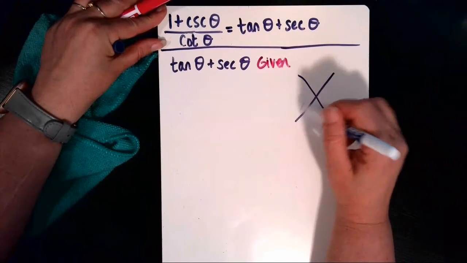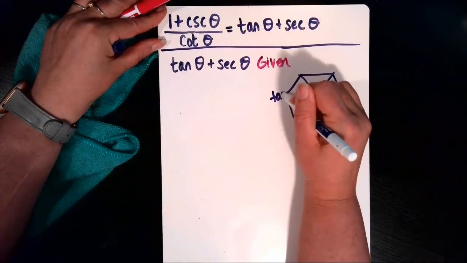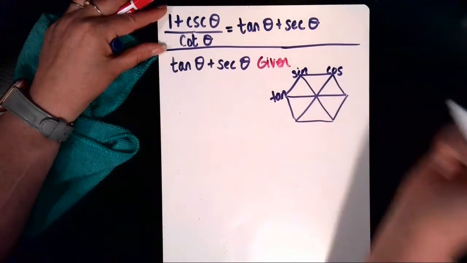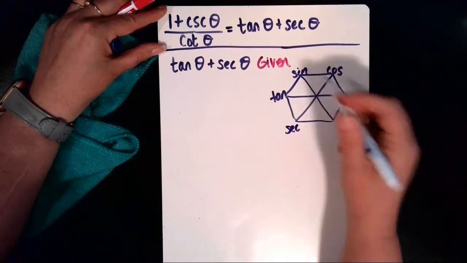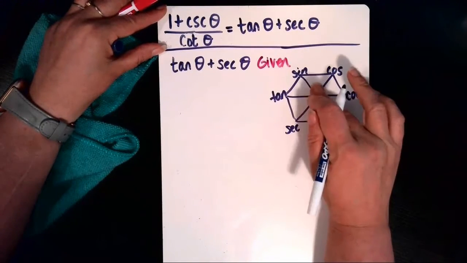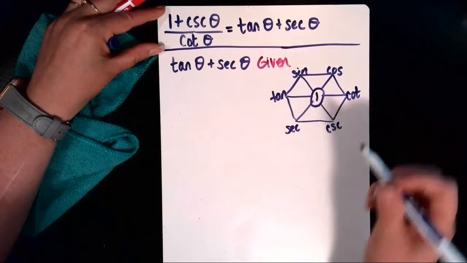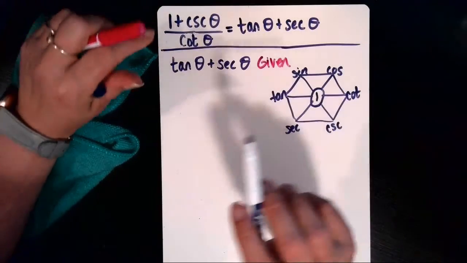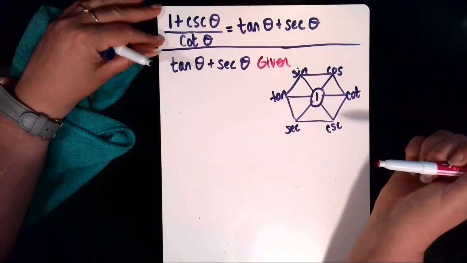So if we recall our trig hexagon for the fundamental trig identities, tangent is over here on the left, and we've got sine and cosine beside it, and then we use our reciprocal identities. So cosine's reciprocal is secant, sine's reciprocal is cosecant, tangent's reciprocal is cotangent, and in the center we'll put the 1. So with this hexagon, if we want to find quotient relationships, we look for consecutive vertices either clockwise or counterclockwise around the circle.